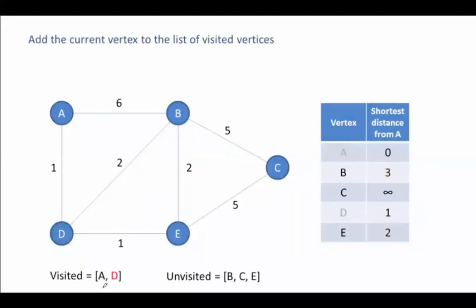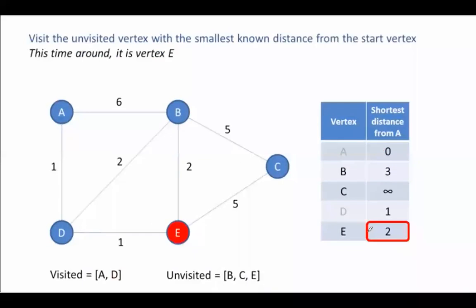Okay. D is visited. We have updated the table and D is visited already. A is over, D is over. Next, again, from the remaining 3 vertices, which one has got the minimum distance? Among these 3 values, E has got the minimum distance, that is 2. So now start from E.